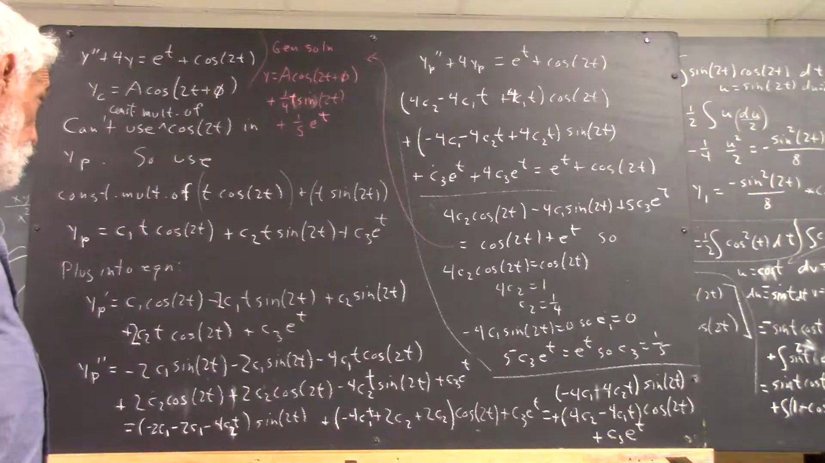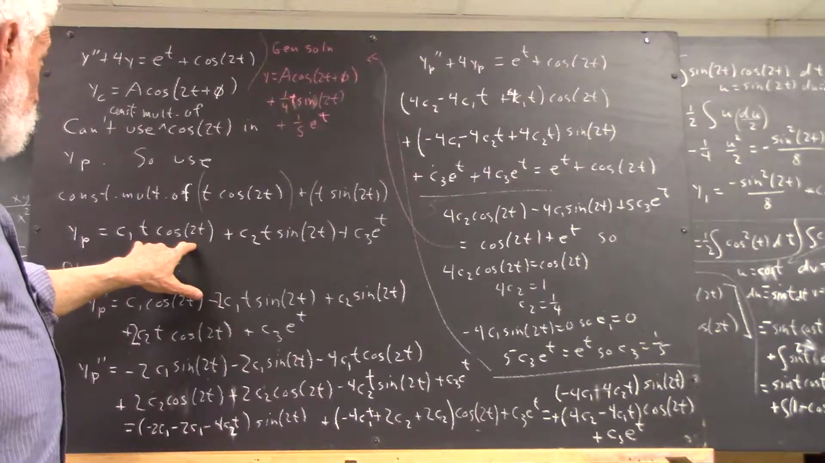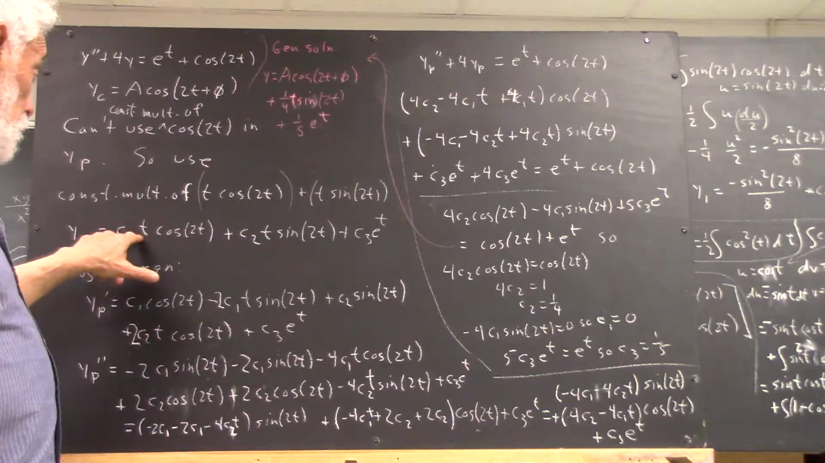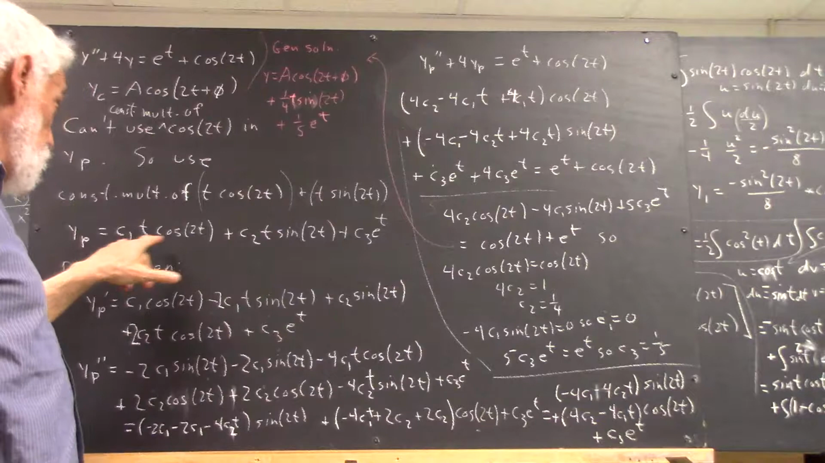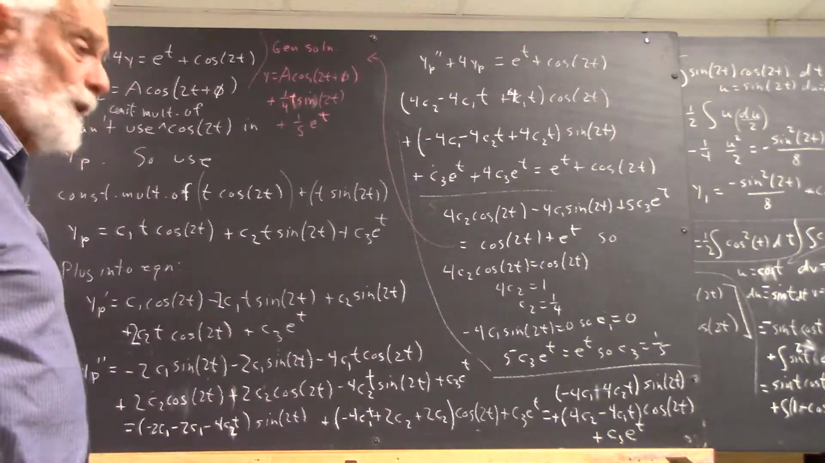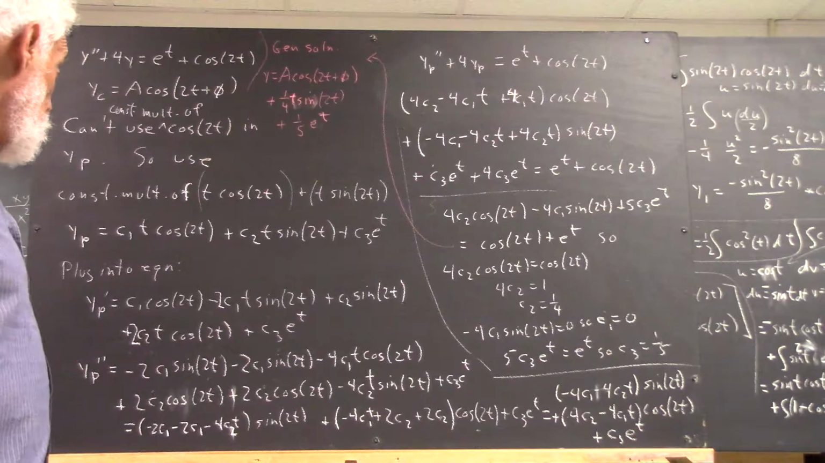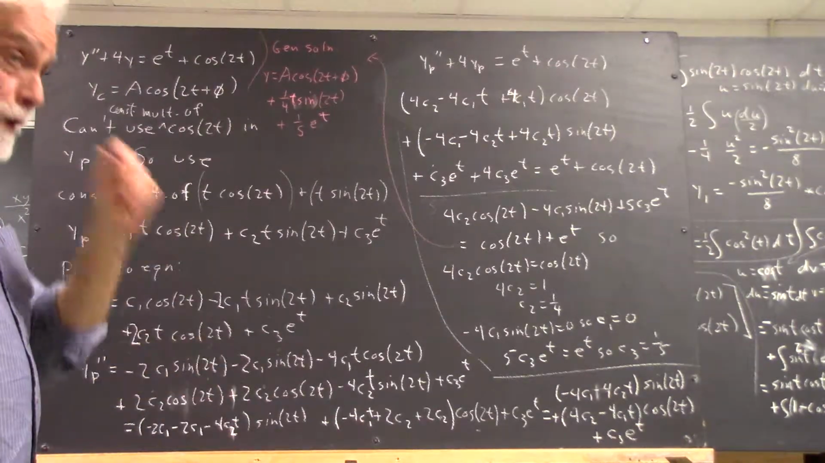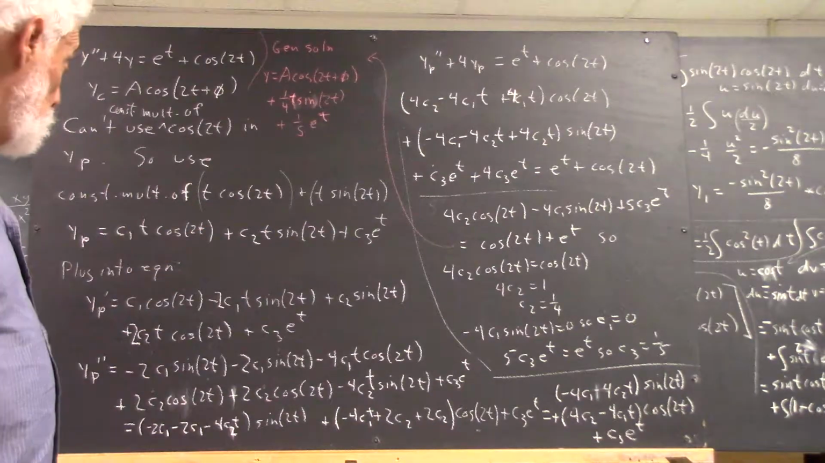Okay, well, what's our derivative of yp? Let's take the derivative of t cosine of 2t. It's product rule, derivative of t times the cosine of 2t plus t times the derivative of cosine of 2t. Now, I'm not going to go through the details, just reminding you. And of course, the cosine of 2t, when you have to take its derivative, you're going to have to use a chain rule. You're going to get a factor of 2.